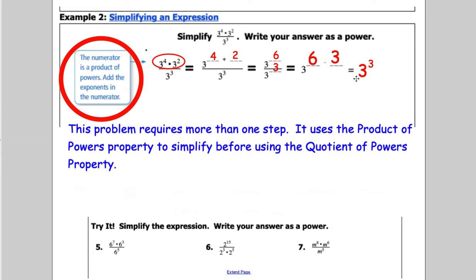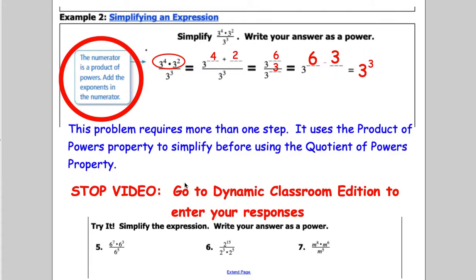Okay, it gives me my quotient of powers property, and I am able to simplify that. Notice the base is still 3, and once I simplified the numerator by using the product of powers, then I could do the denominator, the quotient of powers, and simplify the whole thing. All right, so this is where you're going to stop the video again.